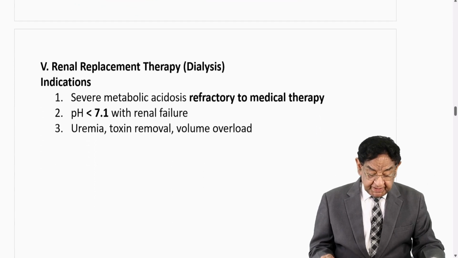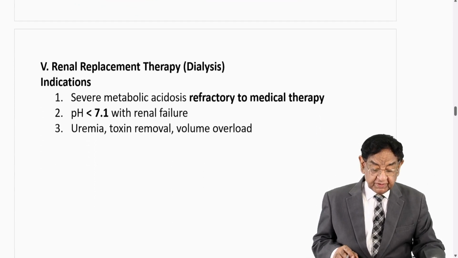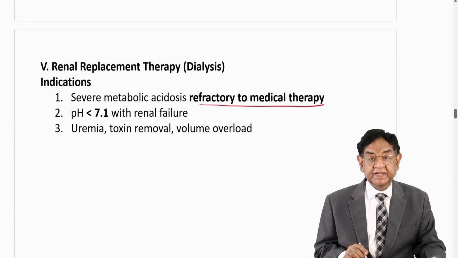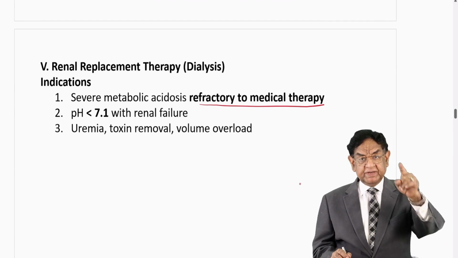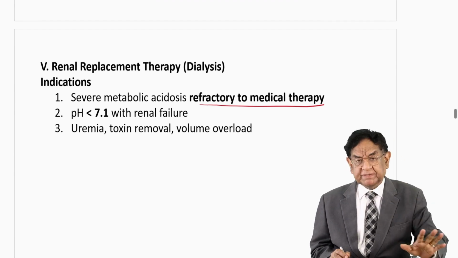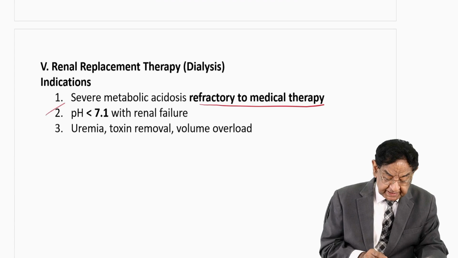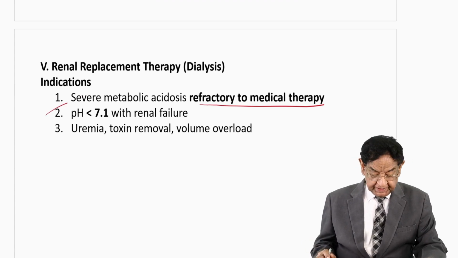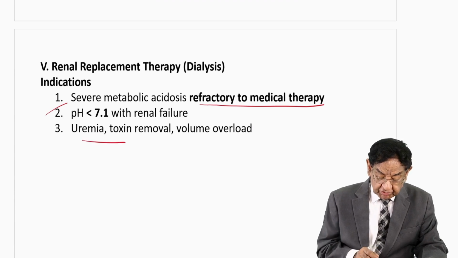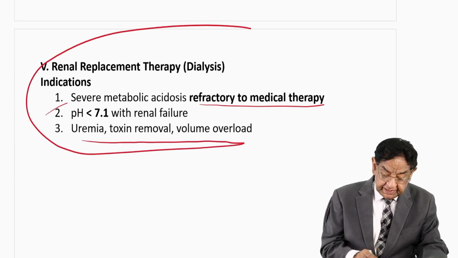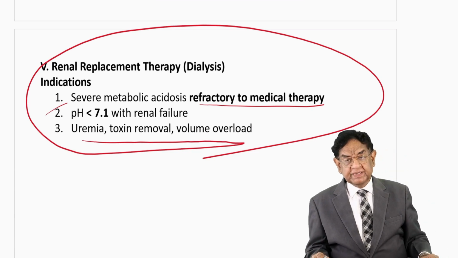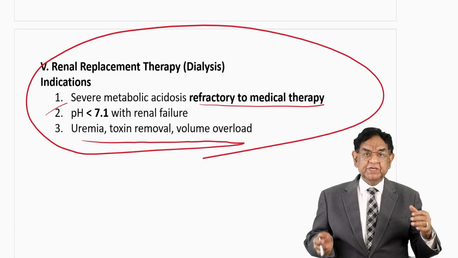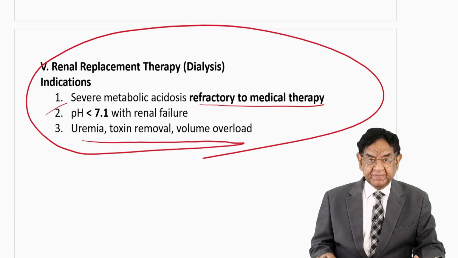Renal replacement therapy we give only when patients are refractory to medical therapy, not responding. Severe metabolic acidosis due to whatever cause it may be, pH less than 7.1, renal failure, urea and creatinine very high. So uremia, toxin removal, volume overload. These are some of the indications of using dialysis therapy in a case of severe metabolic acidosis due to whatever cause it may be.